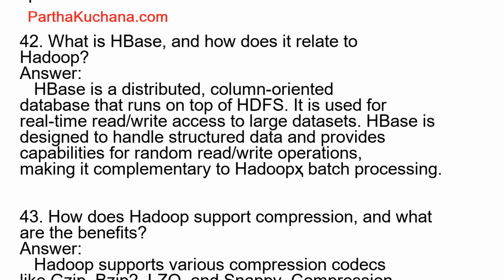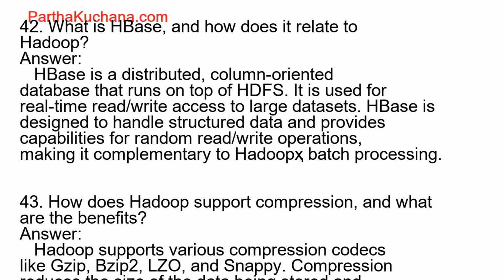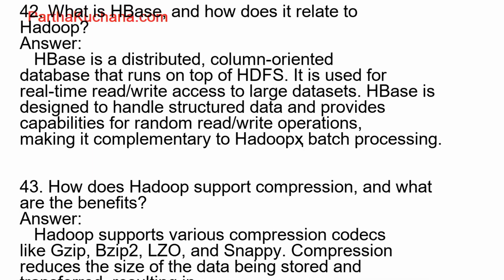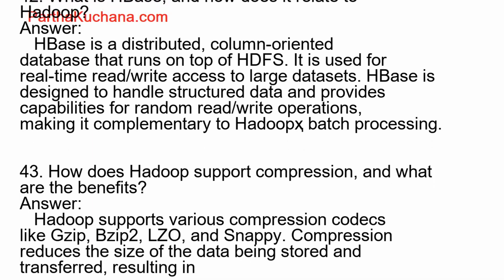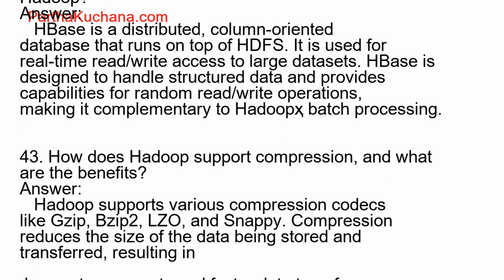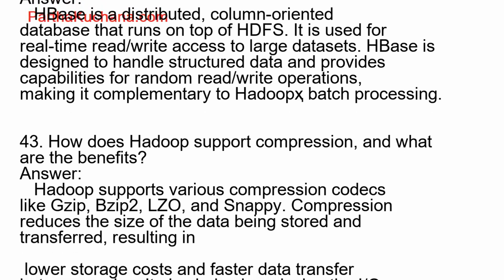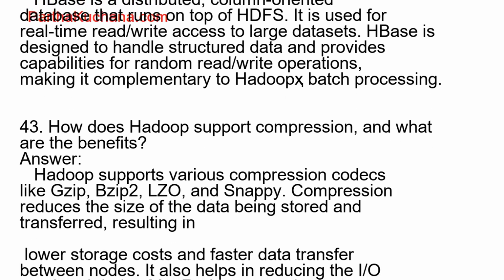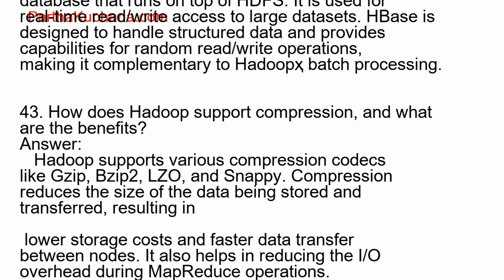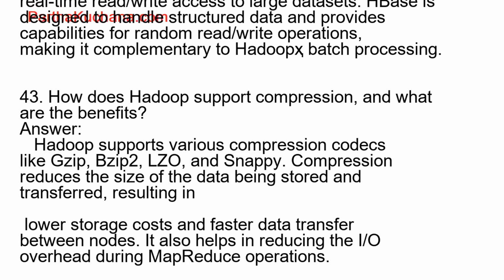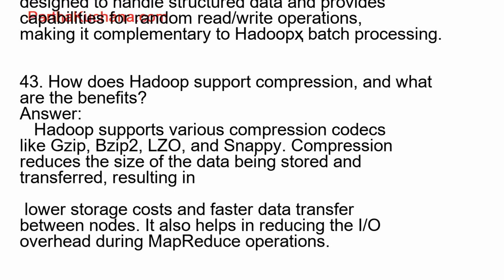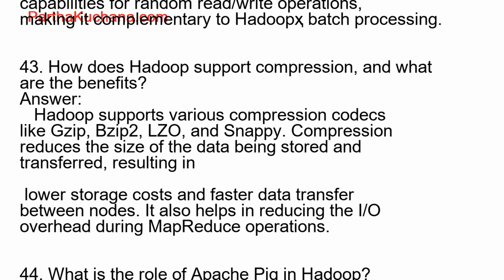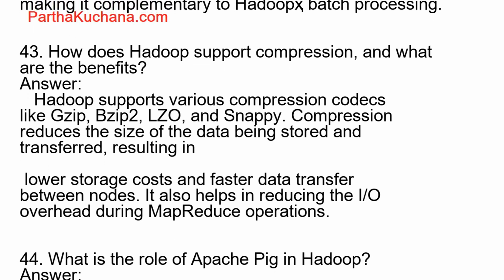45. What is a job tracker, and what happened to it in YARN? Answer. The job tracker was the central service in Hadoop 1.x responsible for resource management and job scheduling. In YARN, Hadoop 2.x, the job tracker was replaced by the resource manager and application master, which improved scalability and fault tolerance by decoupling resource management from application management.